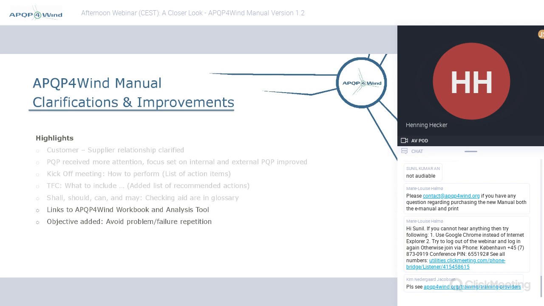And the next thing, just some headlines, no slides for that. We of course added some link information in our manual, so that you have easy access from the manual to our webpage, where we put the links, for example, to the workbook and to the analysis tool. Hopefully everybody has already had the chance to review our webpage, because there is so much interesting information on it, especially the workbook and the analysis tool. I really highly recommend going through it and making it your own.